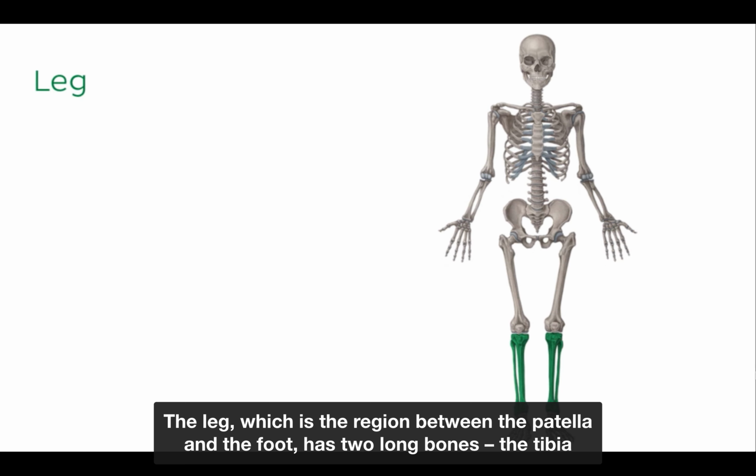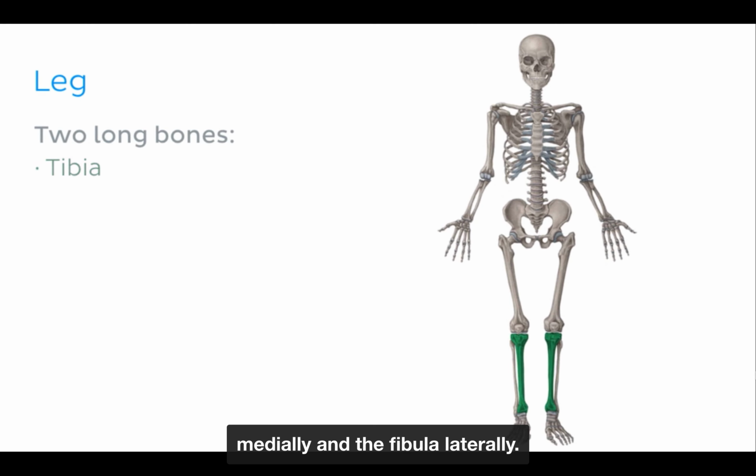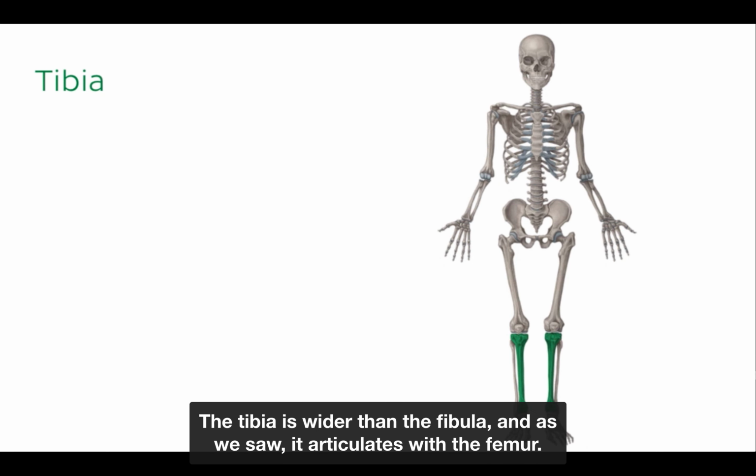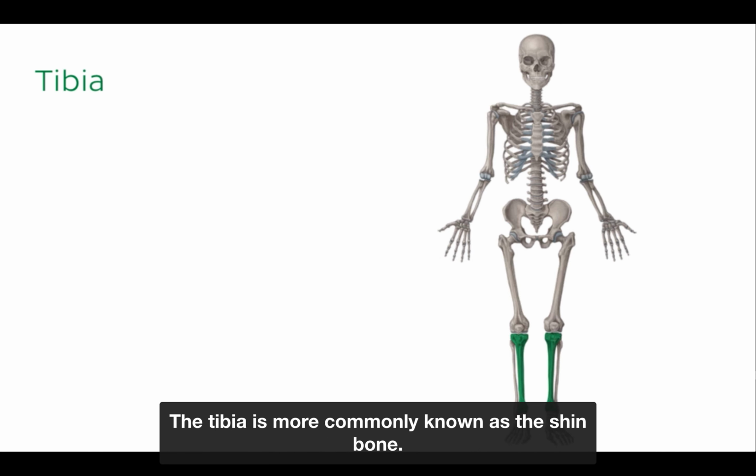The leg, which is the region between the patella and the foot, has 2 long bones, the tibia medially and the fibula laterally. First we'll look at the tibia. The tibia is wider than the fibula, and as we saw, it articulates with the femur. The tibia is more commonly known as the shin bone.